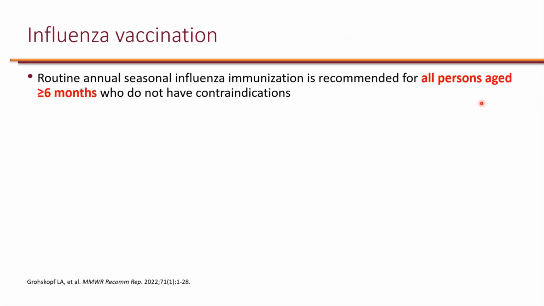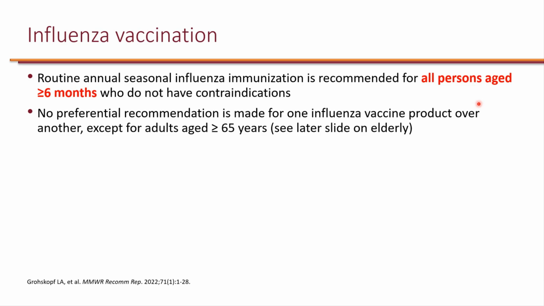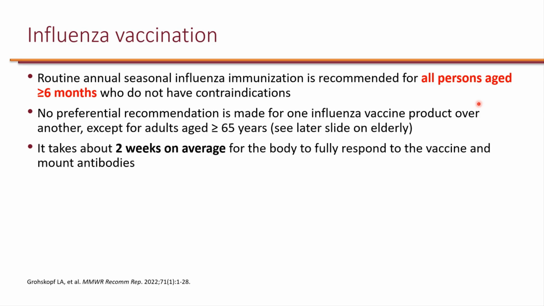CDC recommends routine annual seasonal influenza immunization for all persons aged 6 months or older who do not have contraindications. Now, there are no preferential recommendations for one influenza vaccine product over another, except specifically for adults aged 65 years or older, which we will cover on a later slide. Now, in general, it takes about 2 weeks on average for the body to fully respond to the vaccines and mount antibodies, so keep that in mind.